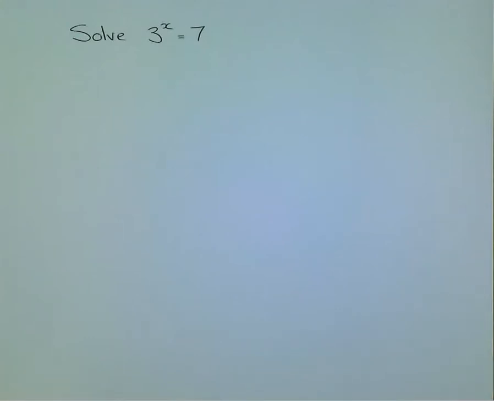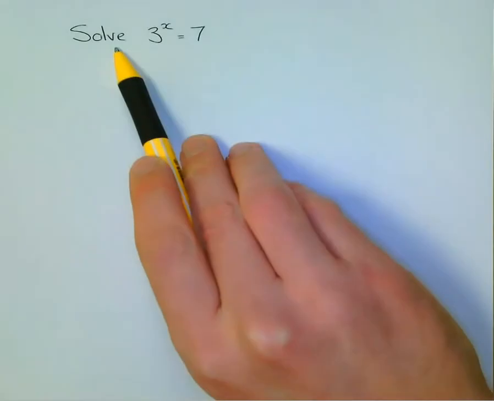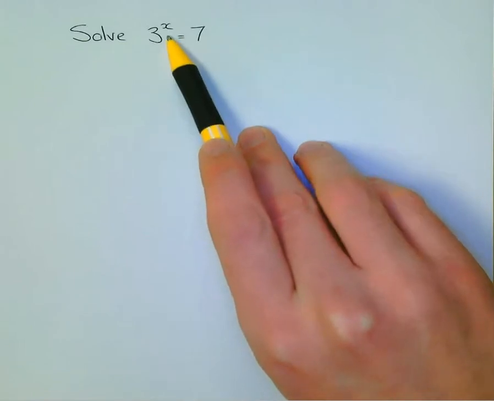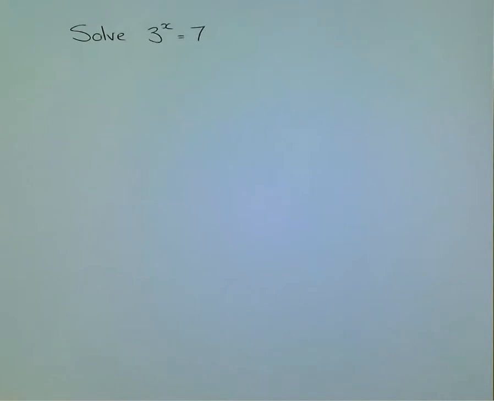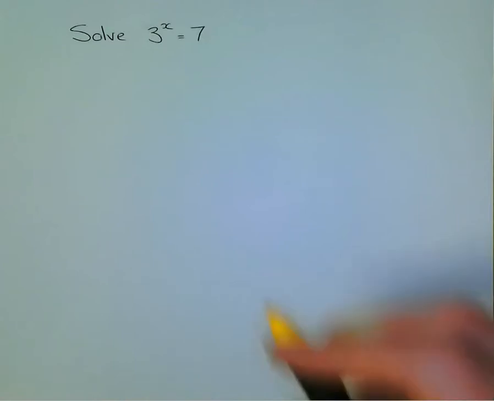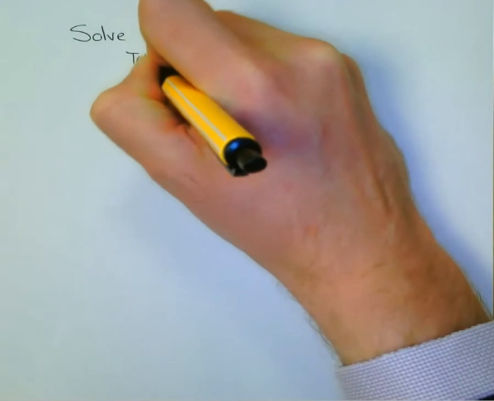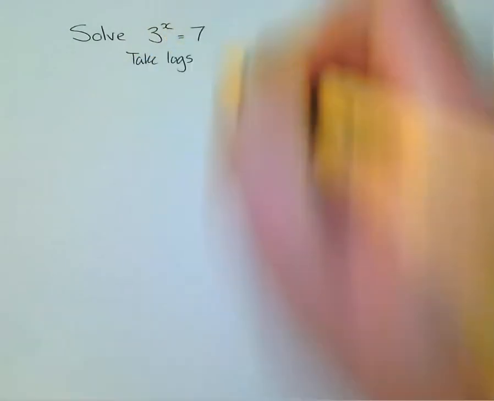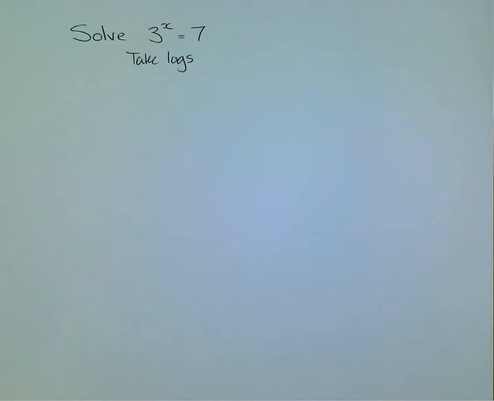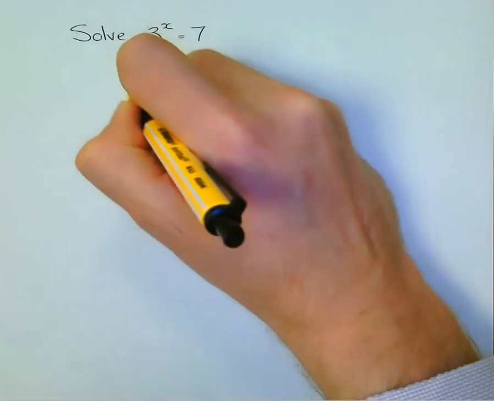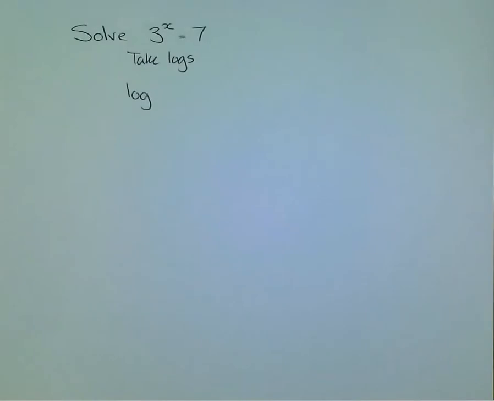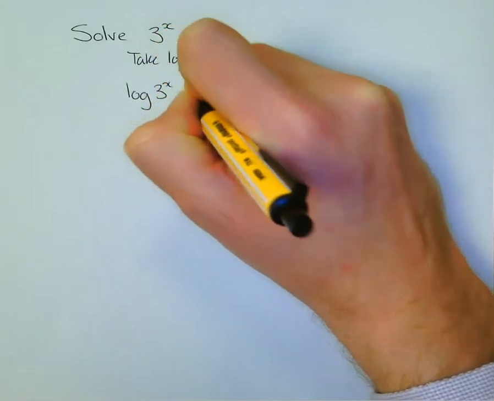Hi there guys, in this video we're going to have a look at how we solve an equation when we've got indices. And it's quite simple really, you've just got to remember one thing, take logs. So I'm just going to write that down there, so I'm going to take logs, and with an equation what you do to one side you always do to the other side. So when we take logs, it's nothing more than just writing log in front of everything you've got on both sides.